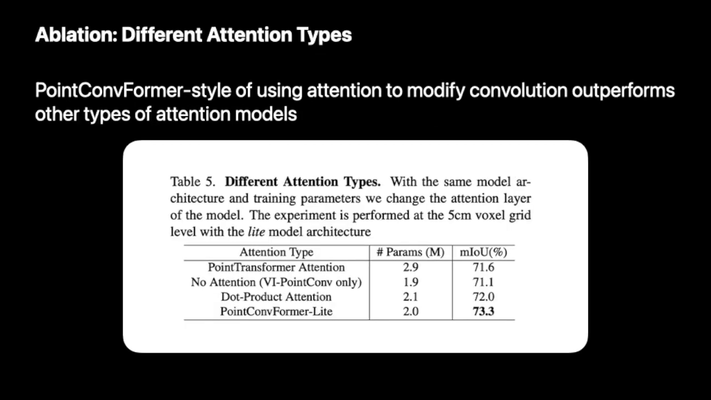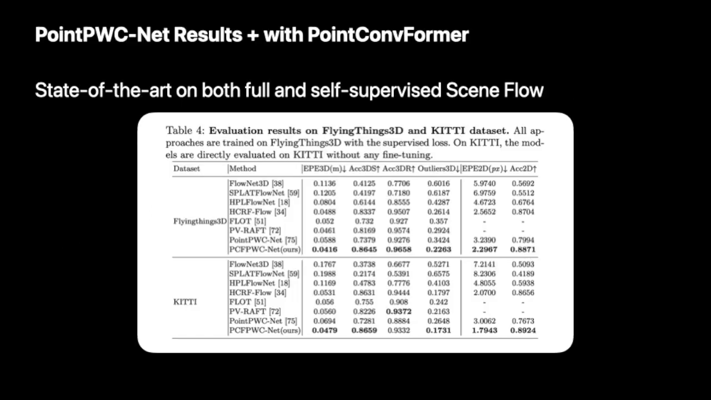In terms of ablation, we show that PointConvFormer's style of using attention to modify convolution is better than other types of attention models. We also show results on SynFlow, where we replace the PointConv in PointPWCNet with PointConvFormer, and we show there are also very significant improvements there.